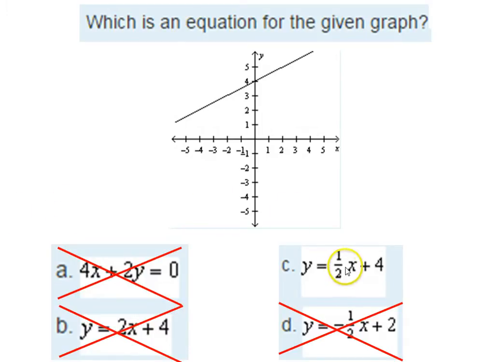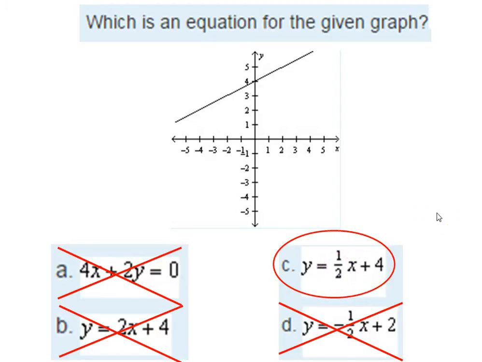So let's just analyze this one real quick. And this one, the slope is 1/2. So if I start here and if I go up 1 unit and right 1, 2, I end up on the line. This line has a slope of 1/2. So therefore, this equation C is the equation for this line because it has a slope of 1/2 and a y-intercept of 4.